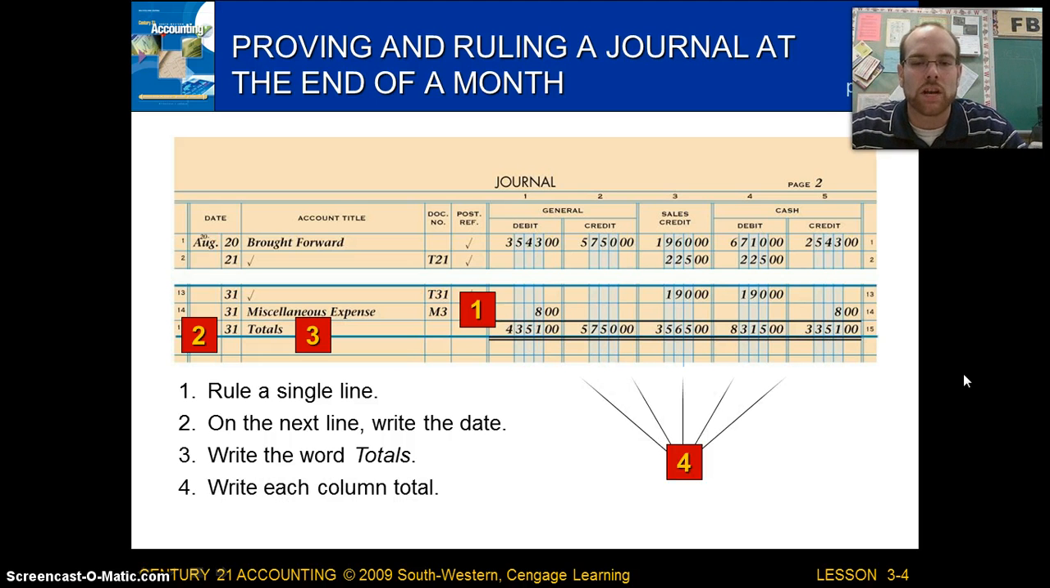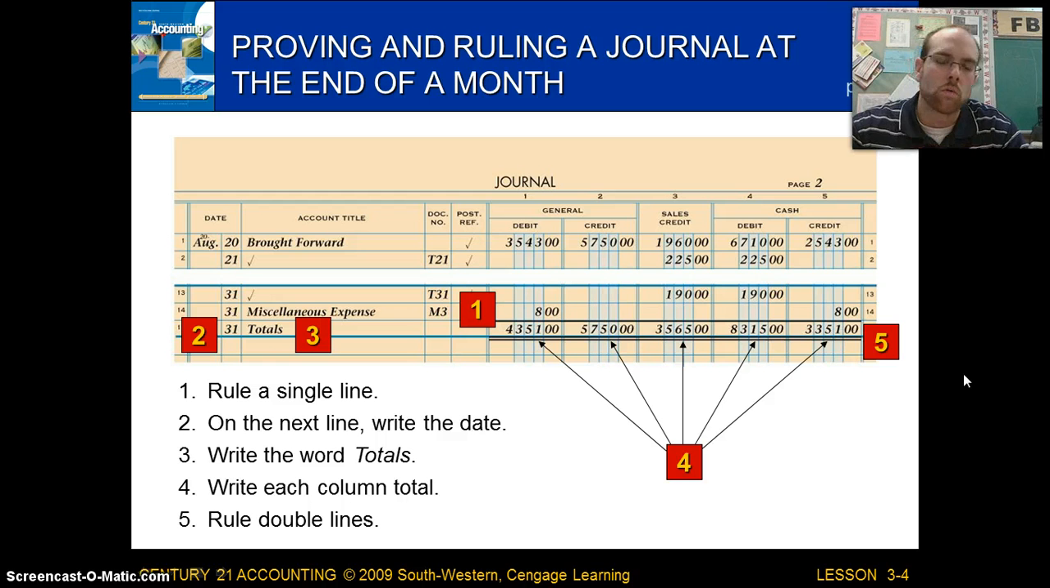Then we want to write each column total. So we've got all of those totals carrying across there from our general debit, general credit, sales credit, cash debit, and cash credit columns. And then step 5 is to rule the double lines, where we just draw the double lines letting us know we have reached the end of that page and all of those totals are there accurately.